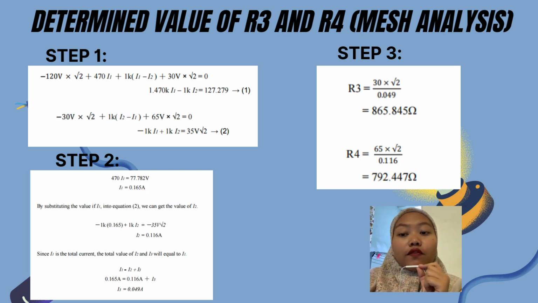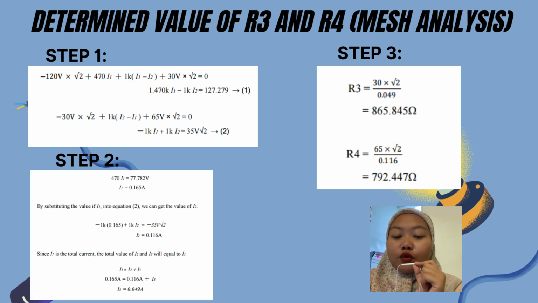So last but not least, we determine the value of R3 and R4 by using the mesh analysis. Since the value we got is voltage root mean square, VRMS, we need to adjust. Thus, every formulation will be multiplied by square root of 2 to make it become a normal voltage. So as you can see, we have two equations for step 1, equation 1 and equation 2.